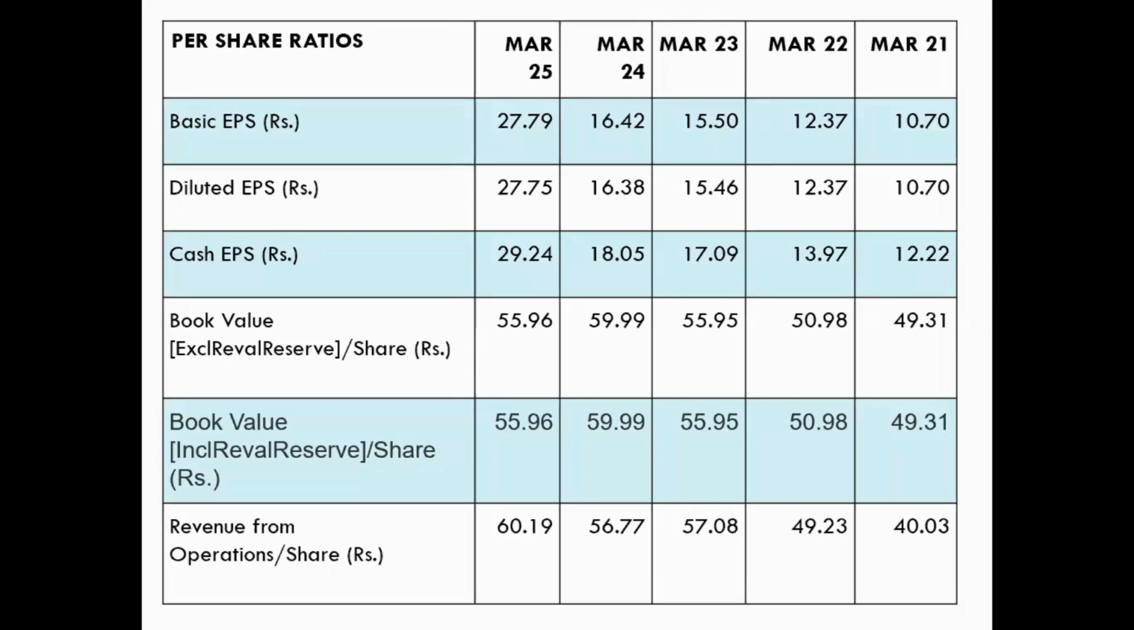Book value in terms of revenue per share is the same as book value to net operating revenue per share value. Revenue from operations per share is 60.19, 56.77, 57.09, 59.29, and 40.03.